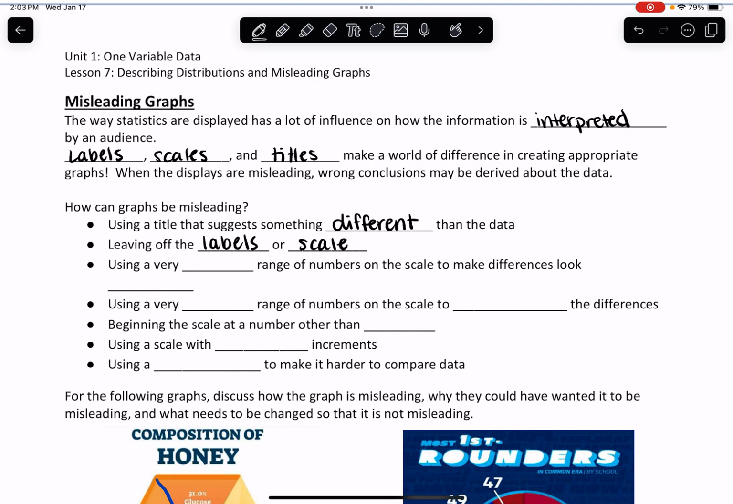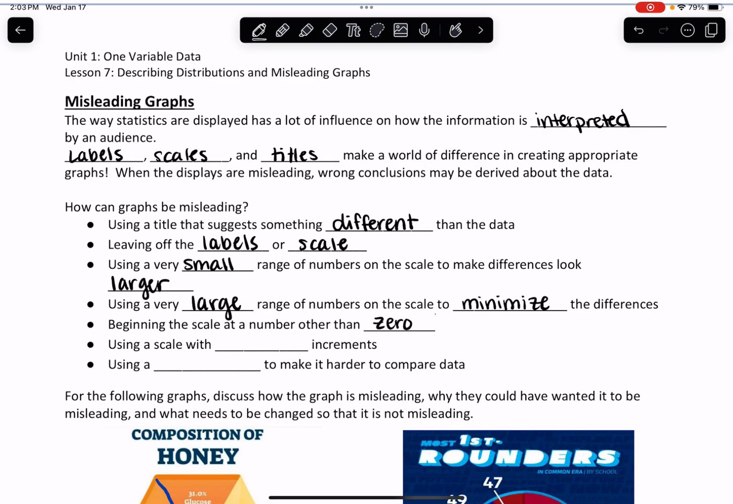They might use a very small range of numbers to make differences look larger. Or they might use a very large range of numbers to make differences look smaller or minimize the differences. They might begin a scale at a number other than 0.